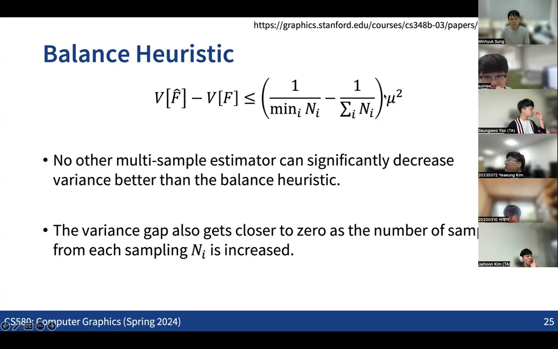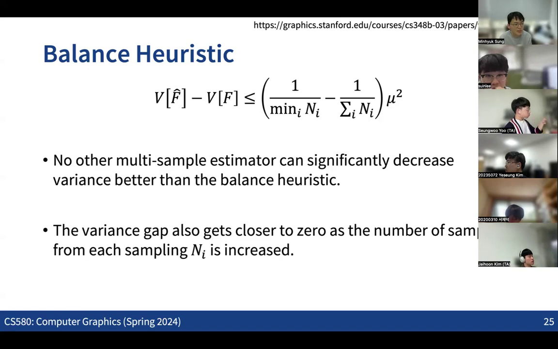So we are seeing an upper bound, an upper limit in terms of making improvement over the balance heuristic with another weight function, which means that the balance heuristic is good enough in terms of having this small gap, the upper bound of the gap with the arbitrary estimator.